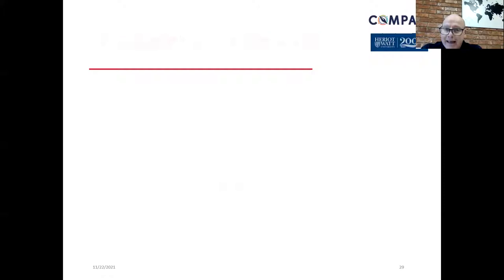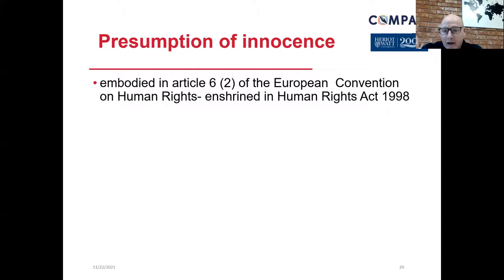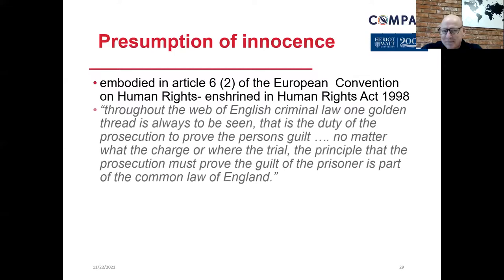So the presumption of innocence was put in place and argued in 1998 in the Human Rights Act, because people were saying, well, health and safety really is not taking account of this. However, throughout the web of English criminal law, one golden thread is always to be seen: that it is the duty of the prosecution to prove the prisoner's guilt. No matter what the charge or where the trial, the principle that the prosecution must prove the guilt of the prisoner is part of the common law of England. Right, so that's the argument they were putting forward when the Human Rights Act was pushing this.